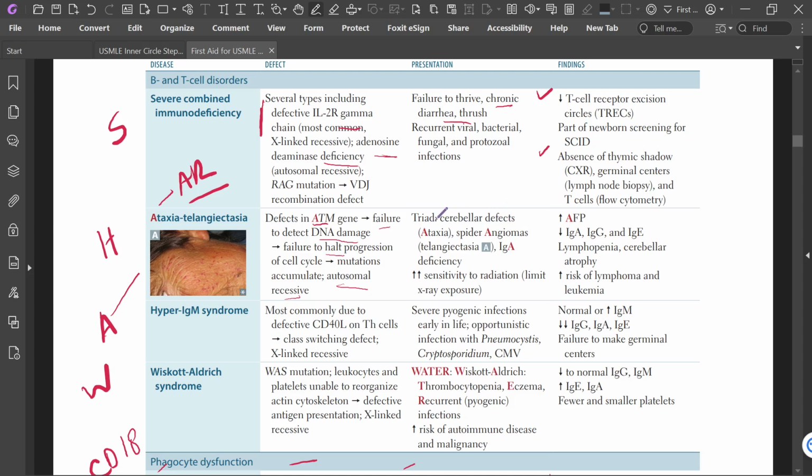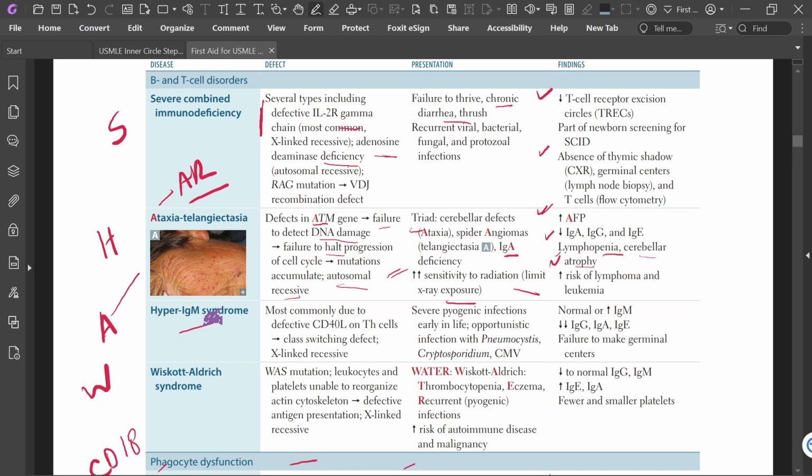In ataxia telangiectasia, there is ataxia, spider angioma, IgA deficiency, increased sensitivity to radiation, so limit X-ray exposure, increased alpha fetoprotein, decreased IgA, lymphopenia, and cerebellar atrophy, with increased risk of leukemia and lymphoma.